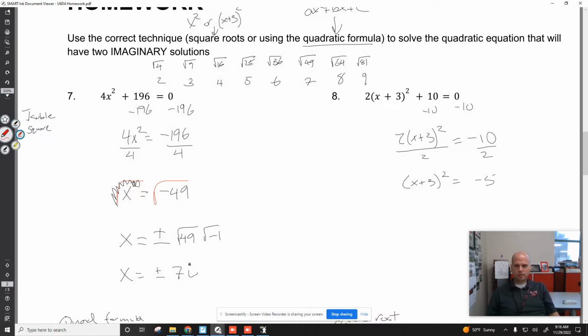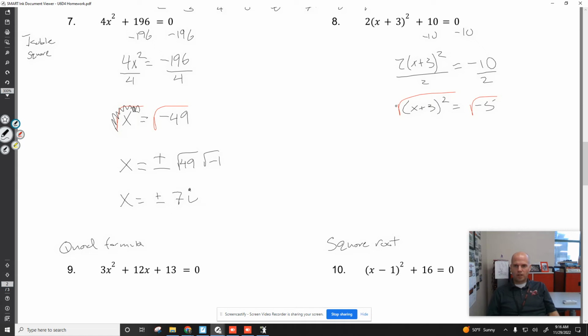Square root both sides to get rid of the square. Okay. Now this is going to be different. Again, over here, the square root and the square go away. So the parentheses square, gone. They cancel each other out. Here, this is root 5 root negative 1. Well, we talked about how root negative 5 can't simplify. So we have just root 5i.